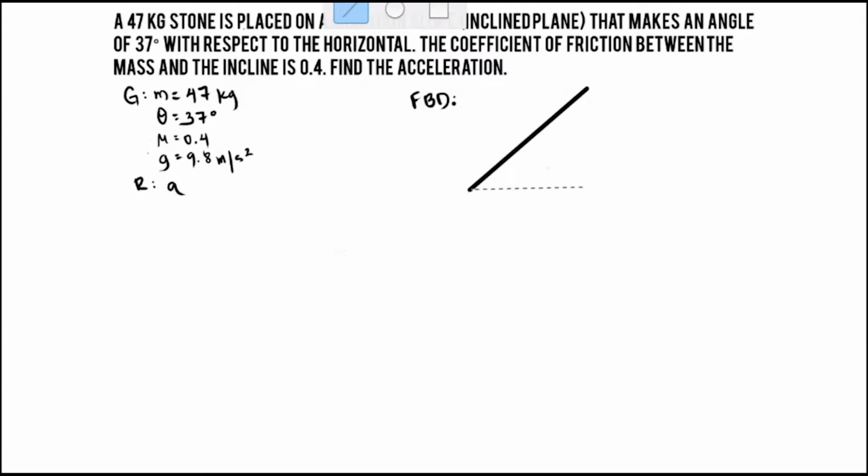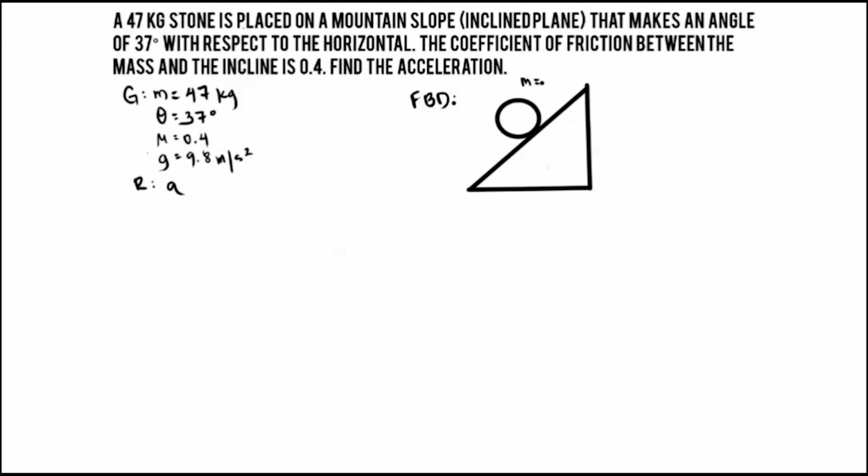We're gonna draw an inclined plane to visualize the mountain slope, followed by a circle which represents the stone. After that, we can now input the values where they belong. So the stone weighs 47 kilograms with an angle of 37 degrees on a horizontal plane, and a coefficient of friction of 0.4. And finally, find the missing value of the acceleration.